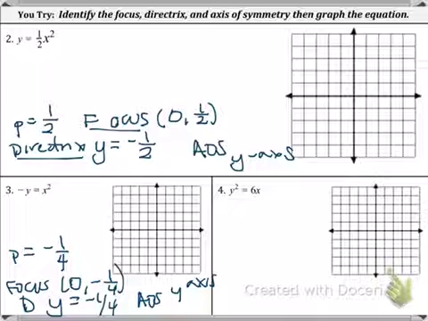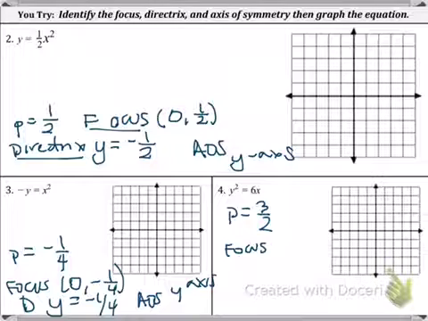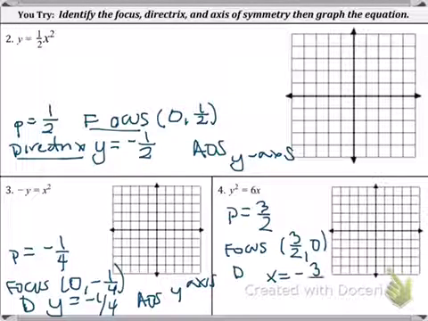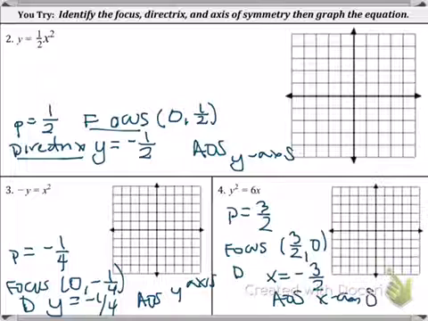And the last one, the p-value is 3/2. Your focus is (3/2, 0), because x equals 1/6 y². The directrix is x equals -3/2, and then the AOS is your x-axis. Okay, x-axis.